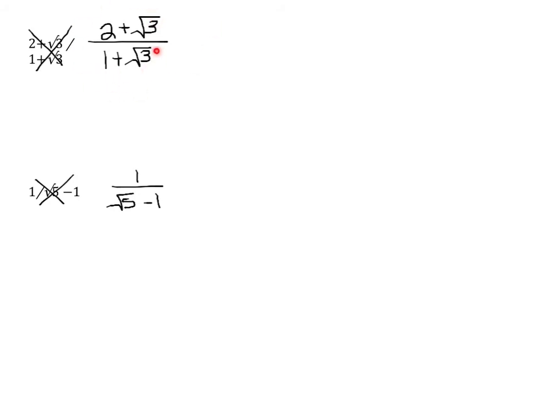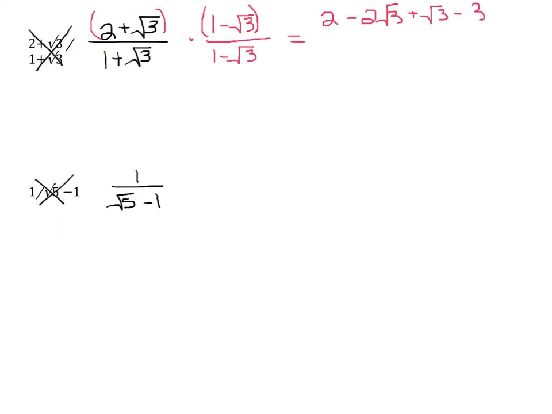In order to rationalize this denominator, what we are going to do is multiply by the conjugate of that in both numerator and denominator. When we do that, we're actually foiling the numerator, so that's simple enough. 2 times 1 is 2, minus 2 square root of 3, plus square root of 3, minus 3.